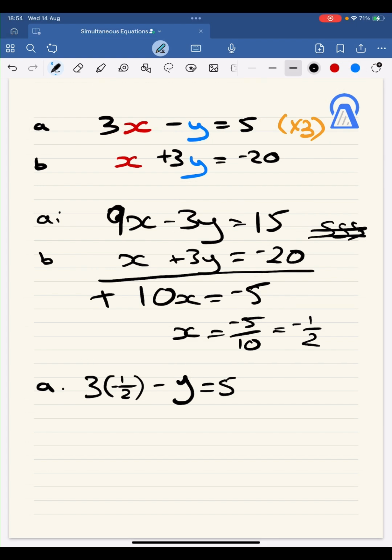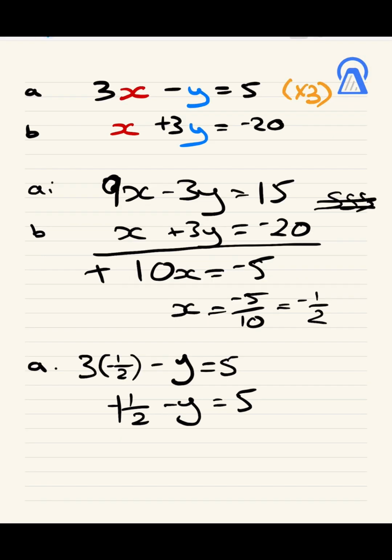So 3 lots of negative 1/2 is negative 1.5, minus whatever y is, equals 5. So if I add the 1.5 to both sides, I can find that negative y is equal to 6.5. So y must be equal to negative 6.5.